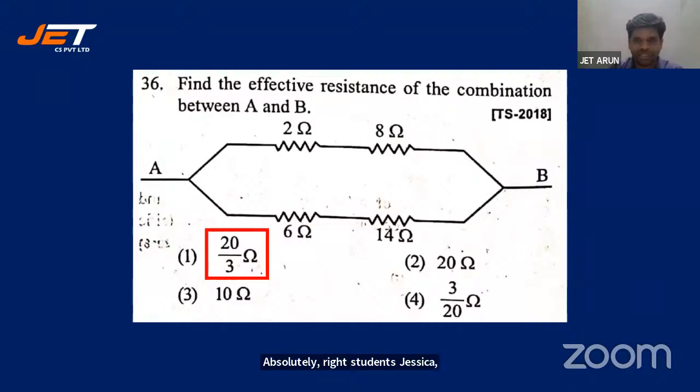1 by R, adi 1 by R is equal to 3 by 20. Ostindi meeku R is 20 by 3. All right, you applied the formula right, but you went wrong in calculation, students.